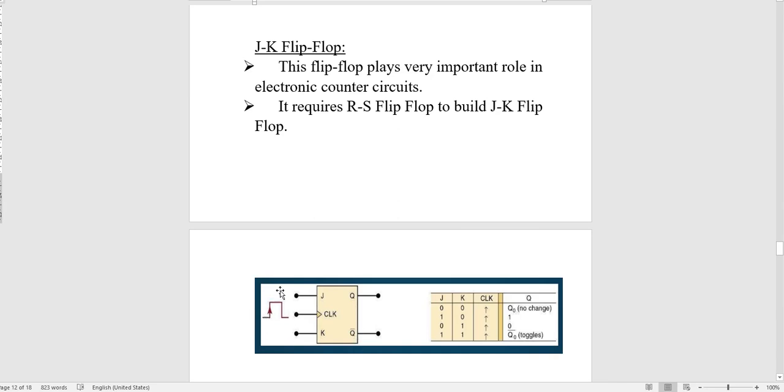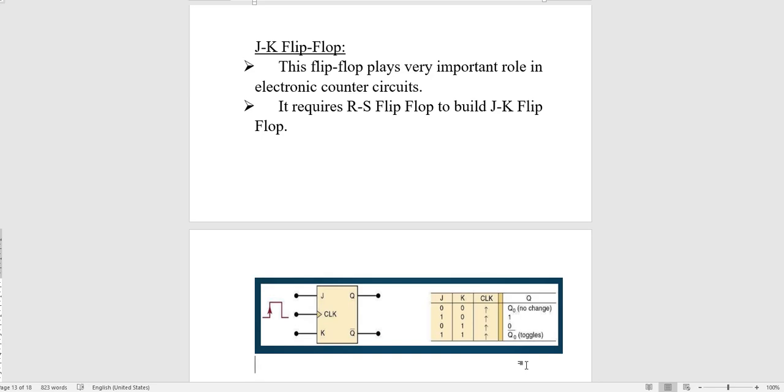Here is the clock, that is the pulse you are giving, and this is the output. Here is the truth table of the flip-flop. Now I will explain from the last condition of the truth table, 1 1. When J is 1 and K is 1, then an important output is given, and that output is the toggle output.